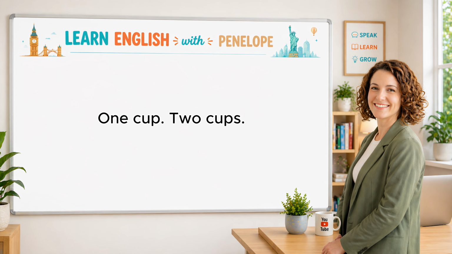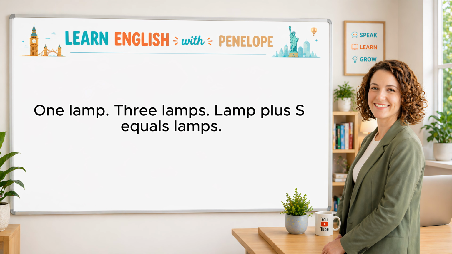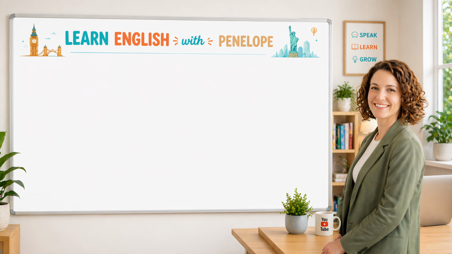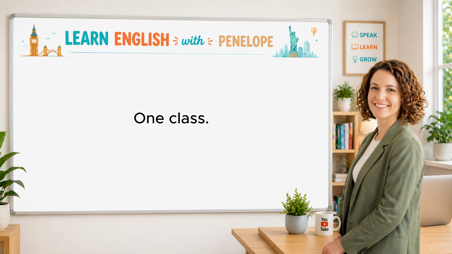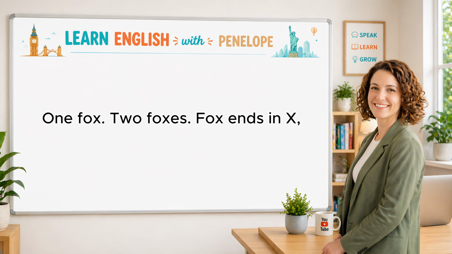Now let us do a few more to really make sure these rules are in your memory. 1 cup, 2 cups. Cup plus s equals cups. 1 lamp, 3 lamps. Lamp plus s equals lamps. 1 map, many maps. Map plus s equals maps. 1 class, 2 classes. Class ends in s, so we add es. Class becomes classes.